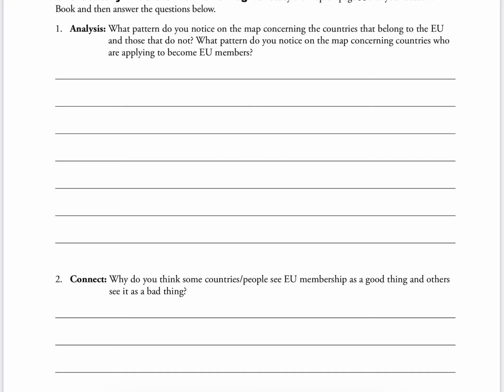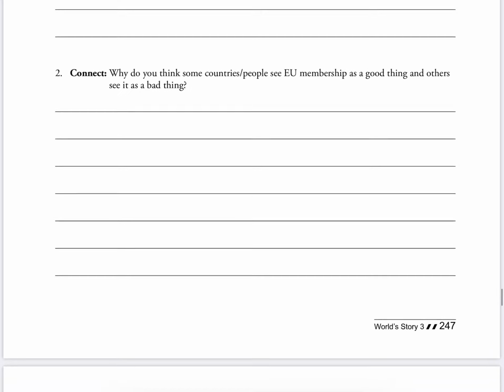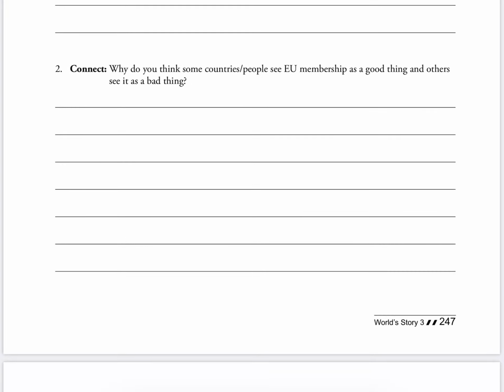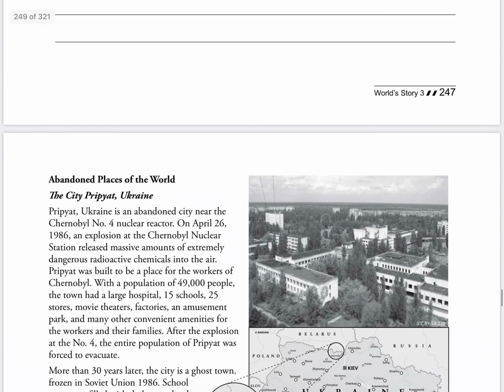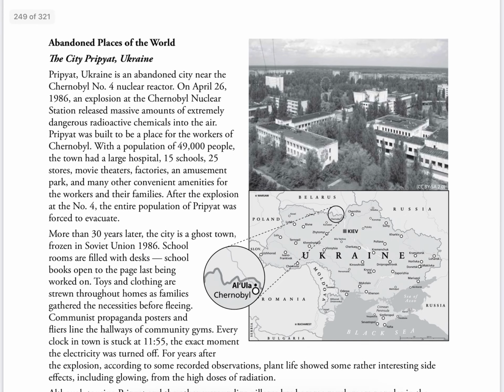But look at the map and then find what countries belong to the European Union, and see if you can find some differences between the ones who belong and the ones who are trying to become members. Why do you think some countries or people see the membership as a good thing and others see it as a bad thing? So why do some people think it's good to be part of the European Union, and why do you think some people think it's a bad thing? And again, we'll go over that in just a minute.